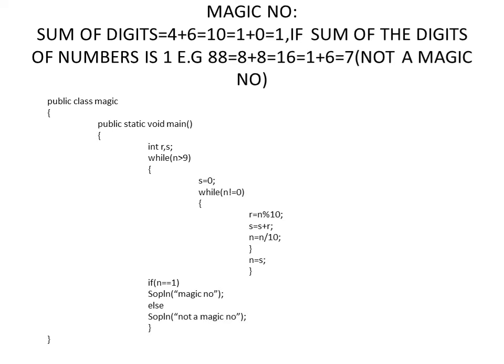System.out.println, SOPLN is the short form of System.out.println. It's the printing statement which we use in Java. Whatever we put within inverted commas in that statement is printed as it is on the screen. So it is actually a magic number because the summation ends up as 1. Else, it is not a magic number.